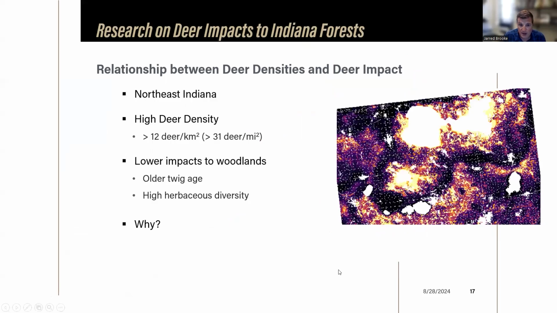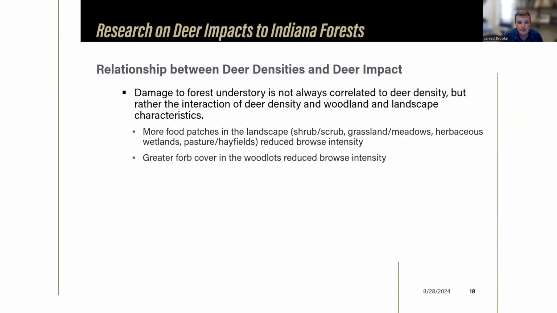But for the purposes of today, what I wanted to showcase was the relationships between deer densities and deer impact. In Northeast Indiana, we had the highest deer density overall. In some places, it was over 12 deer per kilometer squared or more than 31 deer per square mile. But we also had lower impacts to woodlands. We had older twig age. We had a higher wildflower herbaceous diversity than other areas. And the question that comes to my mind is why?